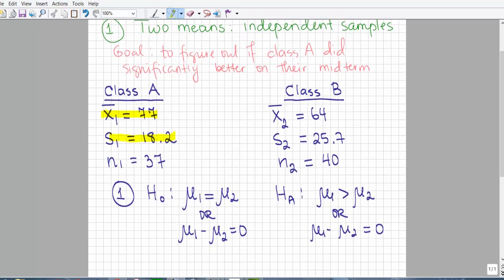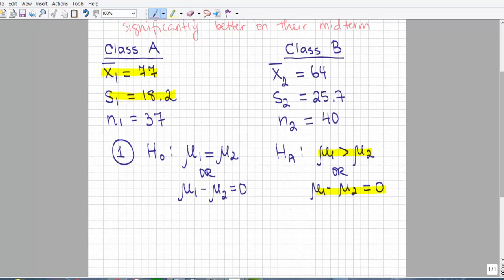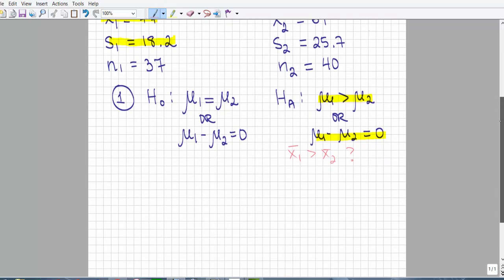Now, this part is really important. It's important to set this up right, and one way to check is to actually take your numbers and ask: is this true? Is x1 bar greater than x2 bar? And the answer is yes. 77 is greater than 64. The question is, is it significantly greater? But that's one way you can always check if your setup is right. These numbers should not contradict the alternative hypothesis. Otherwise, you're going to get the wrong answer.